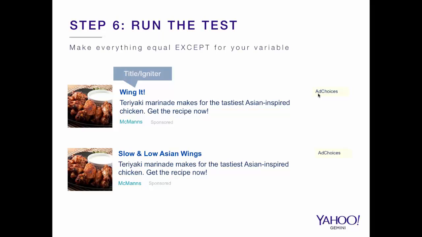But if you notice now, we've rewritten the body copy that contains the enlighteners to have the exact same enlighteners: "Teriyaki marinade makes for the tastiest Asian-inspired chicken," and then our site sender, "Get the recipe now," is the same. We kept that word "now" in because we want to make sure that everything is the same except for the igniter.